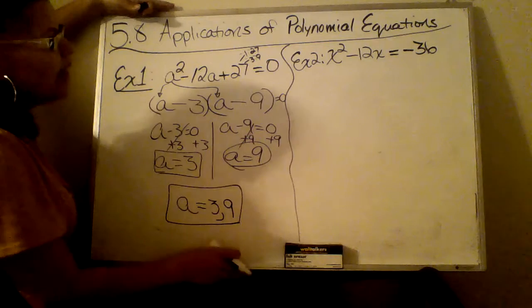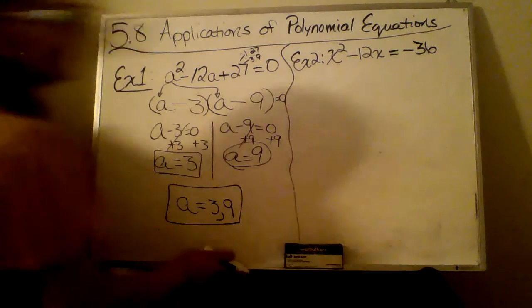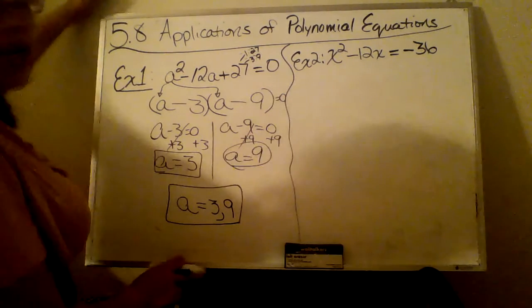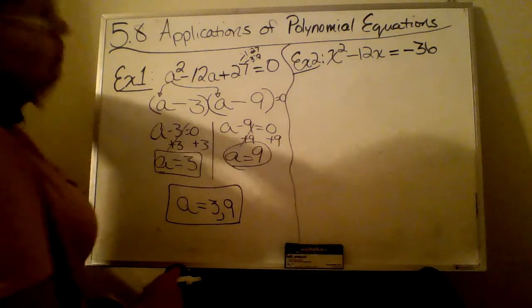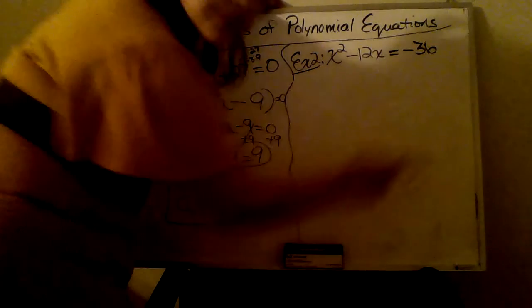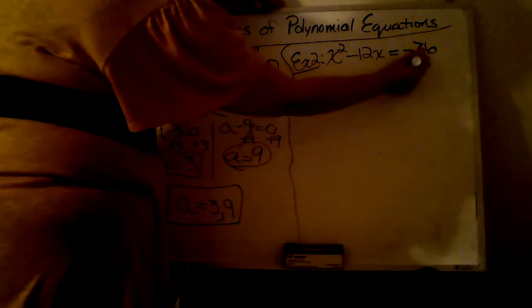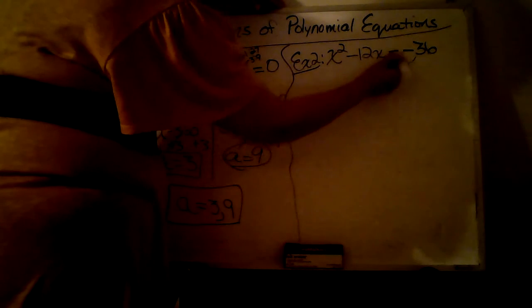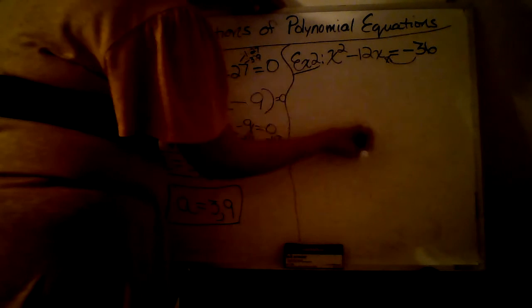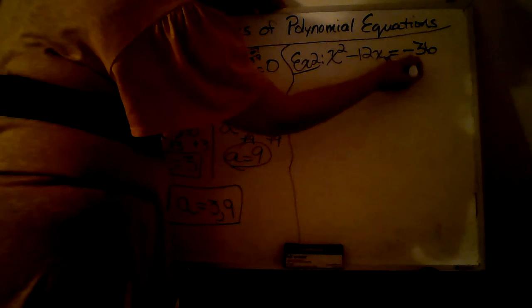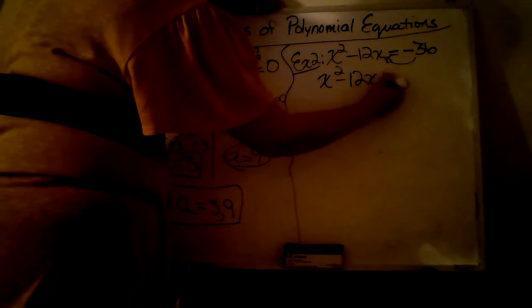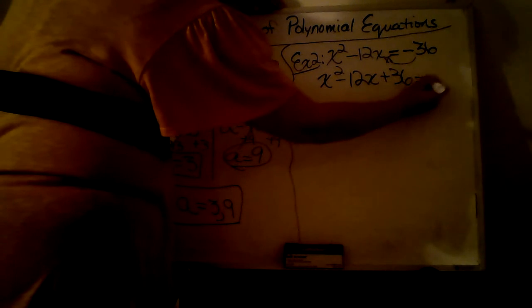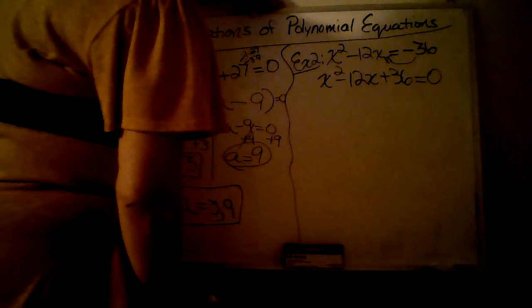Okay? And then, for example 2, we always have to check first that this equation is set to 0. This one isn't. So our goal now, we have to take that negative 36 and bring it to the other side. Remember, when you cross the equal sign, it becomes its opposite. So then we're left with x squared minus 12x plus 36 equals 0, because there's nothing left over there.